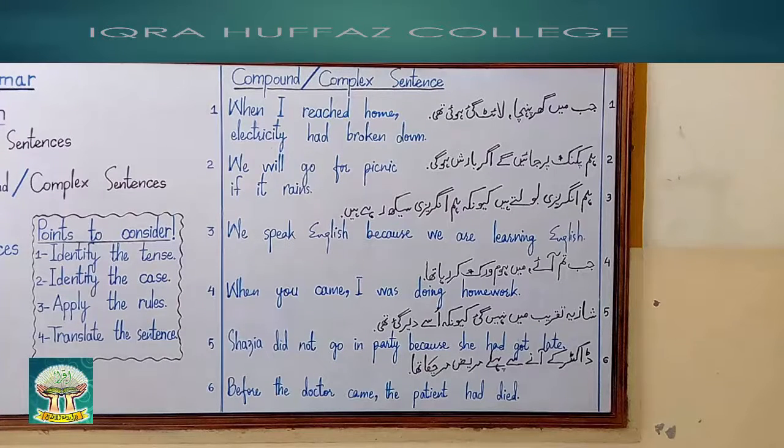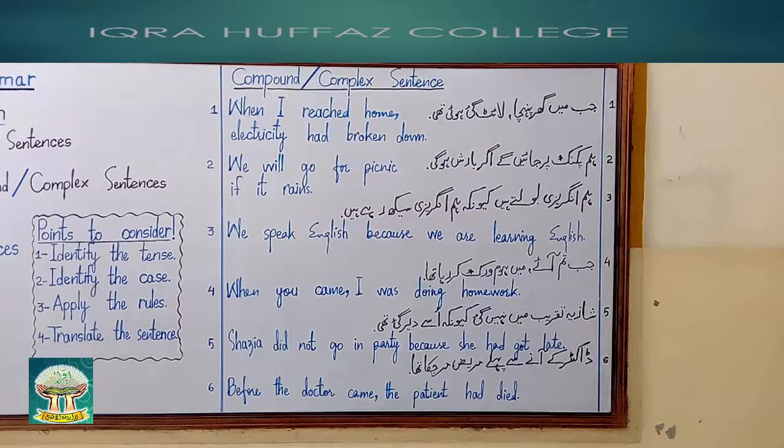Sentence number 3, हम अंग्रेजी बोलते हैं क्योंकि हम अंग्रेजी सीख रहे हैं. Now you see a very common combination of present simple and present continuous. हम अंग्रेजी बोलते हैं, रिपीटेड एक्शन प्रेजेंट सिंपल, क्योंकि बिकॉज हम अंग्रेजी सीख रहे हैं, कंटिन्यूड एक्शन इन प्रेजेंट कंटिन्यूअस. The first sentence belongs to present simple, second sentence belongs to present continuous.